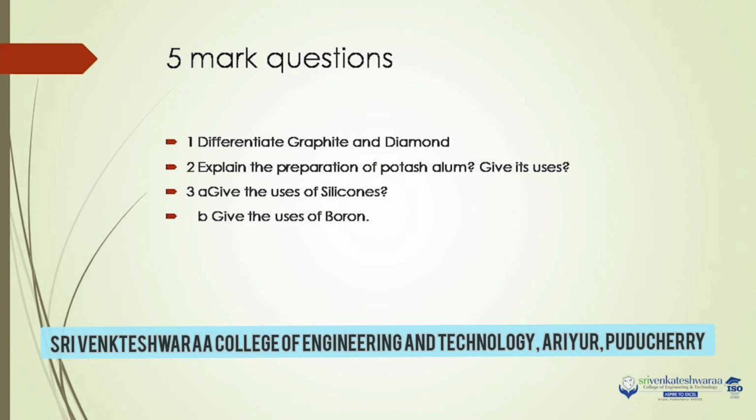Next, regarding the shapes and hybridization of the compounds. For example, take xenon tetrafluoride. What is the hybridization? To find the hybridization, the valence electrons of xenon are 8. The number of attached atoms is 4. 8 plus 4 is 12, by 2 equals 6. 6 means it is sp3d2. This is the hybridization of xenon tetrafluoride.